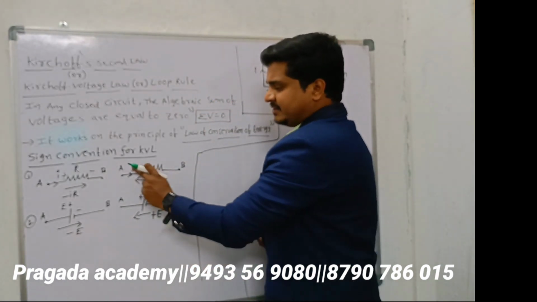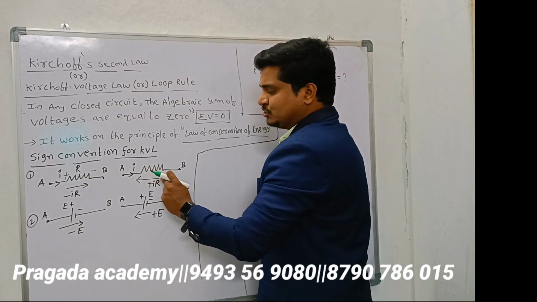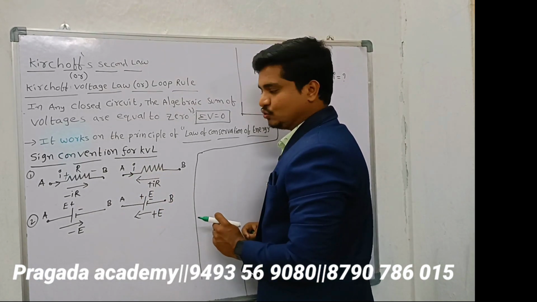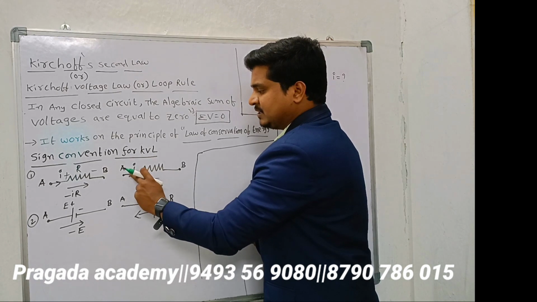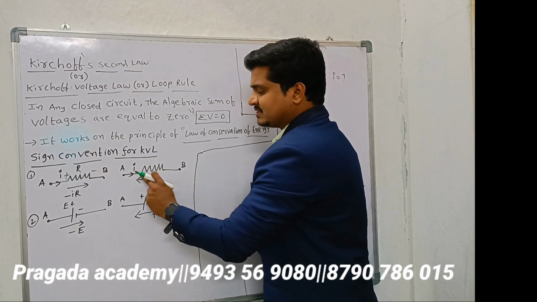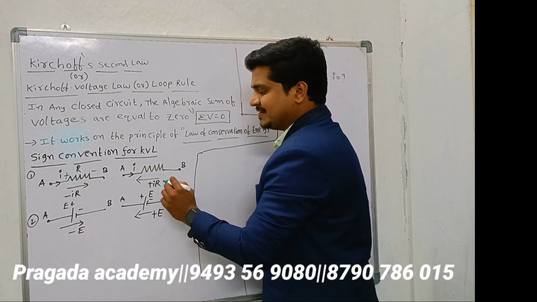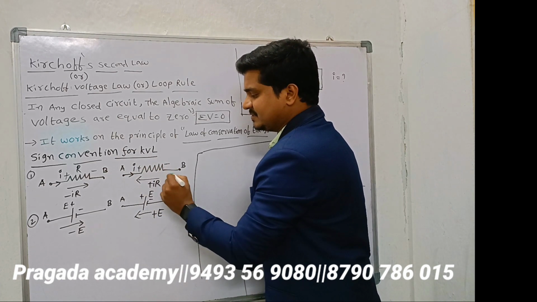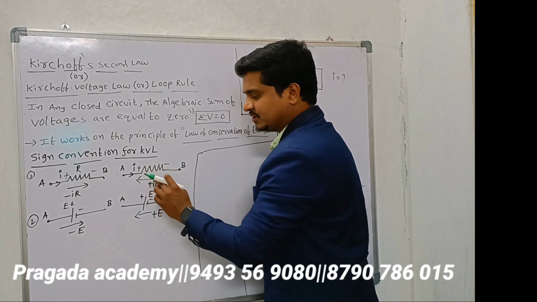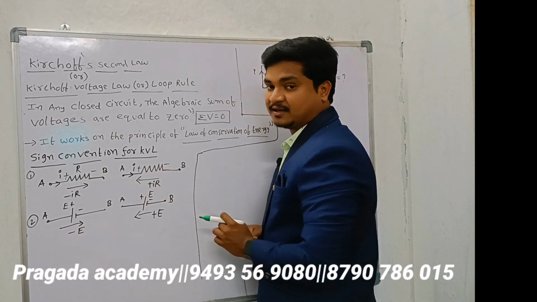Suppose the current direction is opposite to the sign convention we took. Here the current is flowing from A to B, but the convention we took is from B to A. Both are in opposite directions. So in this case, you need to consider it as plus IR.